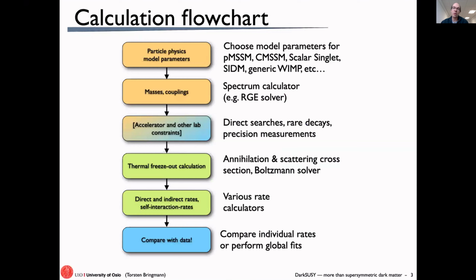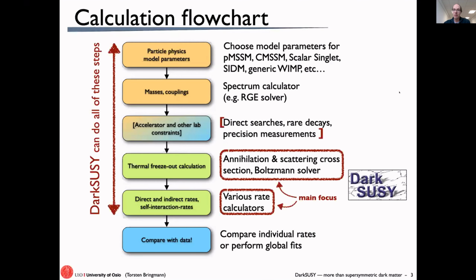And the typical flowchart of what you want to do is you want to provide some particle physics parameters, so essentially define your model. You want to use that to calculate masses and couplings, and check for obvious constraints, whether the model is still viable. And then you want to check, because it's a dark matter model, that you actually get the correct relic density. And you want to calculate rates, in particular direct and indirect detection rates, which I will be talking about today, but also, dark matter could be self-interacting, for example. And then in the end, you want to compare with data.